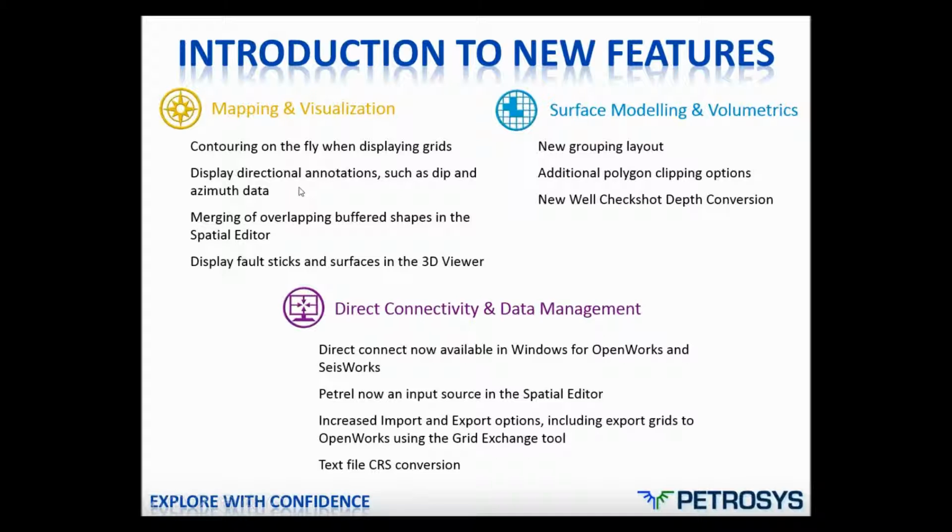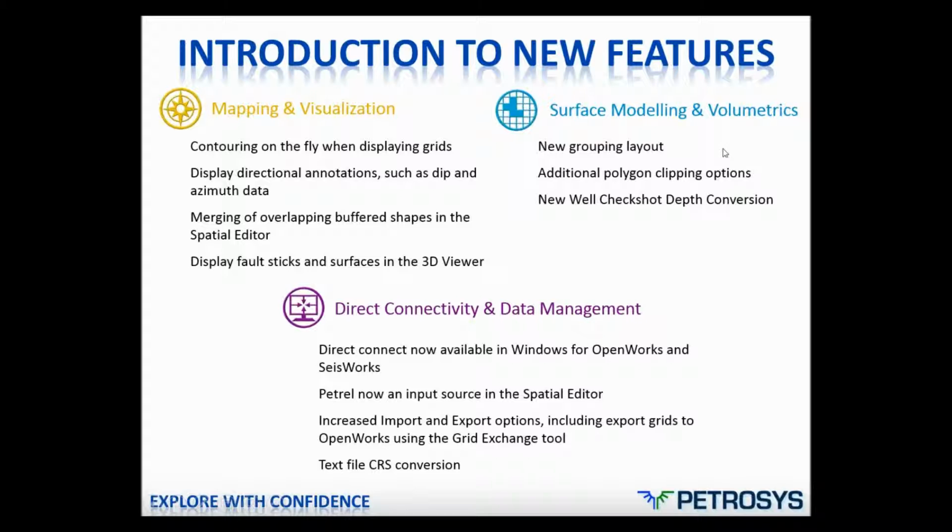In Display GIS, under Thematic Mapping, you now have the ability to display directional annotations. So for example, you can use dip and azimuth data for this. In the Spatial Editor, you can now merge your overlapping buffered shapes. And in a 3D viewer, we now have the ability to display fault sticks and fault surfaces.